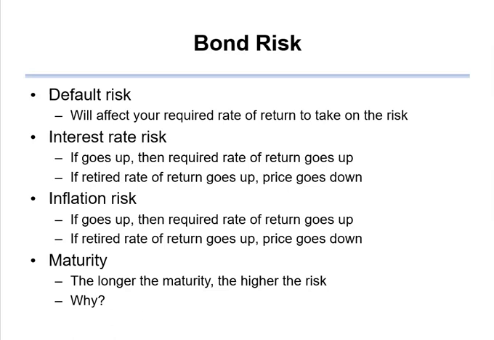Let me try that again. If interest rates go up above the coupon rate, I'm not willing to pay as much for that bond. I require more interest than the bond is paying. The only way you can get me to buy that bond is to sell it for less. So when interest rates go up, the bond price goes down.